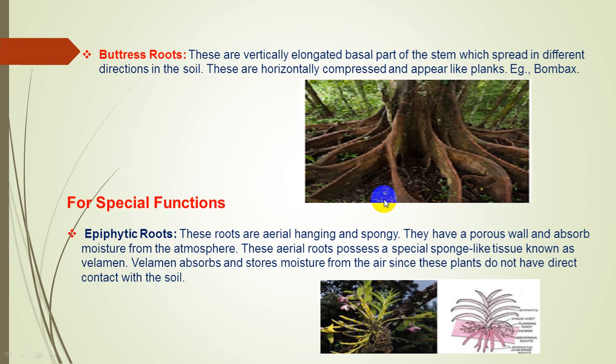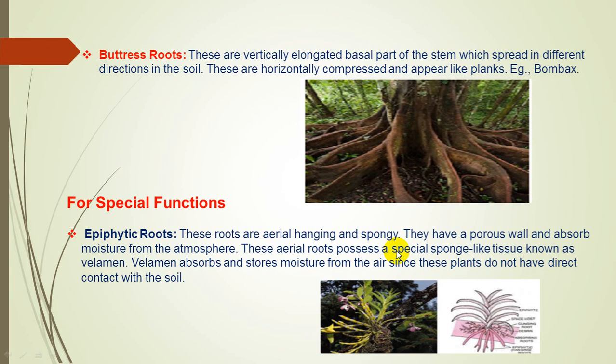Now we will discuss the modifications of the adventitious roots, which are for some special functions or purposes. So the first type of root for performing some special function is the epiphytic root. As the name indicates, these roots are aerial, hanging and spongy, and they have porous walls. And porous wall means that they absorb moisture and nutrients from the atmosphere.